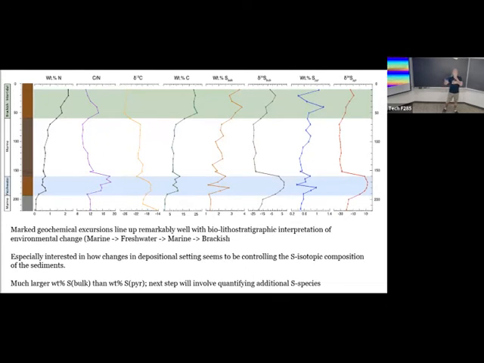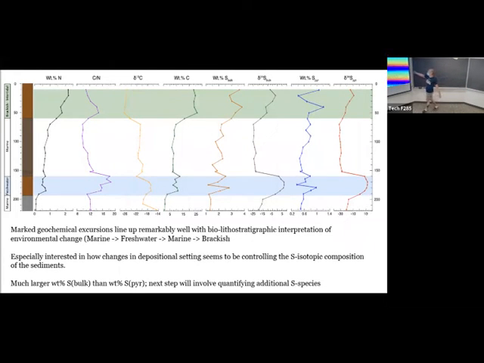Our colleagues at the University of Durham, who sent us these sediments, are looking at the possibility of using osmium as a tracer for changes in relative sea level. They also wanted to look at an array of other geochemical proxies, which Masterson and myself have been working on over the last few months.